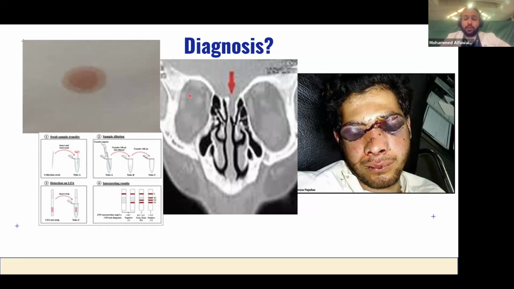CSF rhinorrhea, halo sign. Once you see this in the question, you know what's the issue. Now, this is not the most specific thing. You do imaging and you can see clear communication between the nasal cavity and the cranial fossa. Tamam. This test over here, I want you guys just to name me what this test is. This is the most specific test to diagnose patients with CSF rhinorrhea. What is this test? Okay. This test is called beta-2 transferrin test.